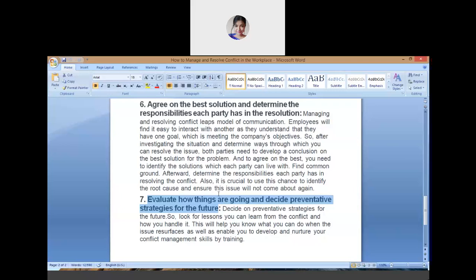Whenever you take a decision, whenever you resolve the conflict, your solution should be strong enough so that the conflict does not arise in the future again. Because if the conflict arises again, you have to follow the same process again and you will be wasting your time. If you have to resolve the same conflict every now and then, it's a wastage of resources, time, energy.